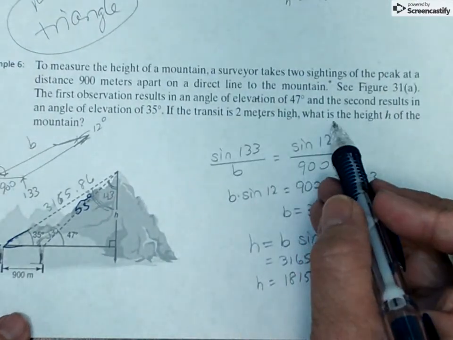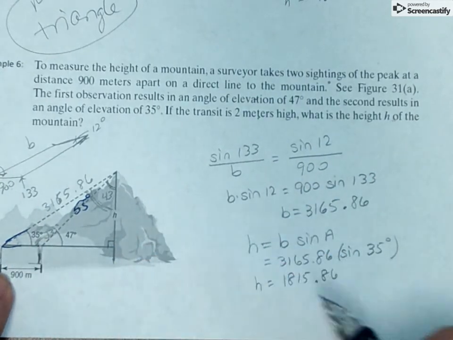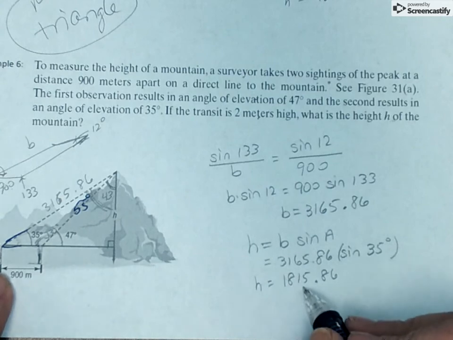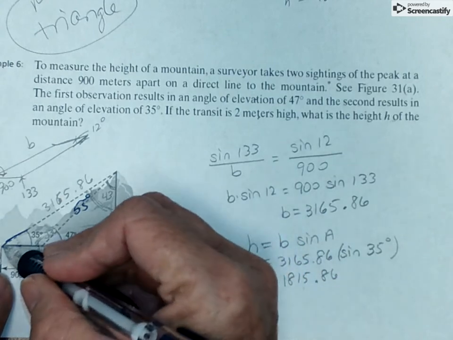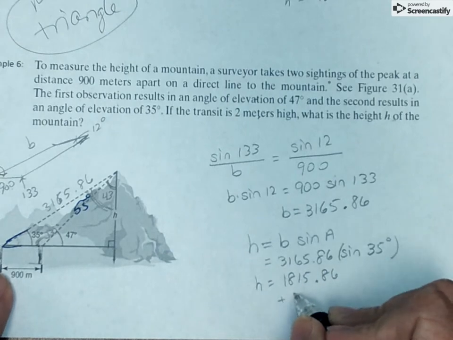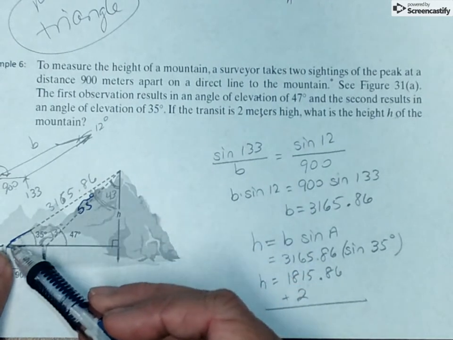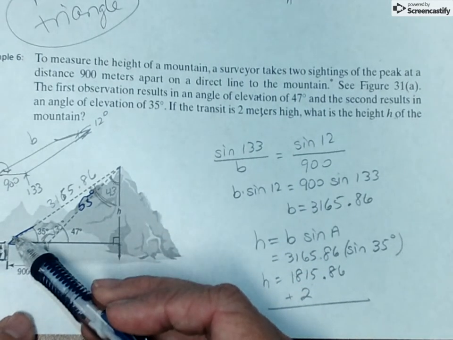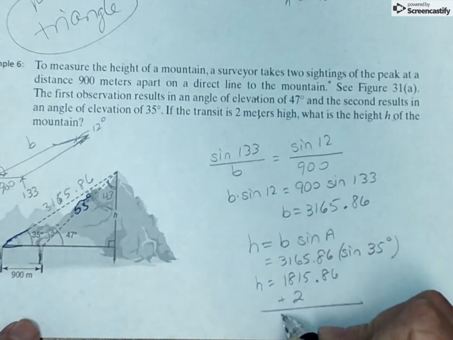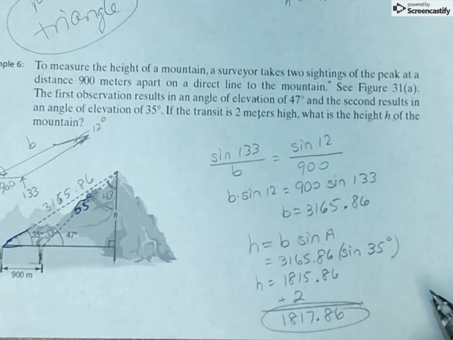Okay, we're also asked, what is the height of the mountain? And we're told that the transit was 2 meters high. So the height of the mountain is going to be 2 meters higher than where this is. So we've got to add 2 meters to this, just to represent what you're measuring from. If we're measuring from right here, but we're 2 meters tall, it's going to be 1,817.86 is the total height there.